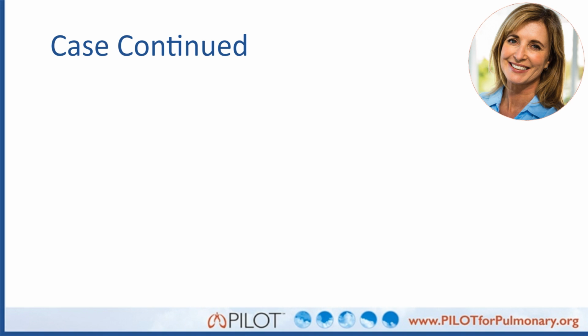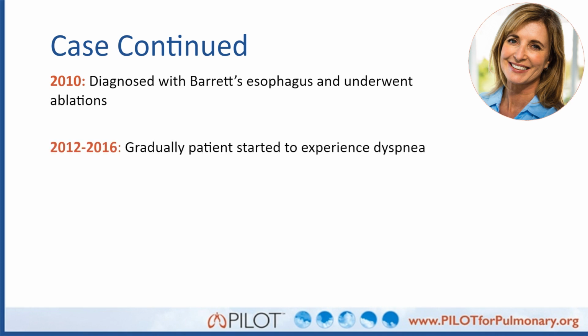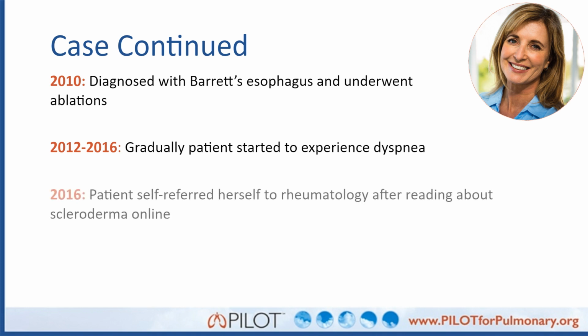But also things that I gathered was that in 2010, she had been diagnosed with Barrett's esophagitis and underwent ablations. And then over the course of about 2012 to 2016, she started to experience dyspnea. And keep in mind, this patient had been running marathons, so her dyspnea really just occurred when she would go on long runs. And then in 2016, she decided to refer herself to a rheumatologist after reading about scleroderma online and trying to connect the dots for why she was having these esophageal symptoms as well as the Raynaud's.